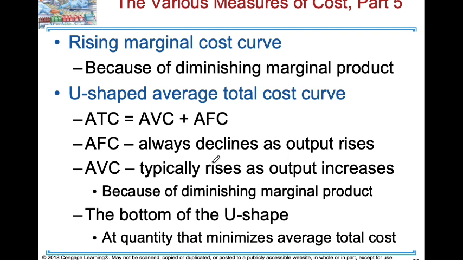So the average total cost curve is basically the average variable cost and the average fixed cost. We've discussed why the average fixed cost always declines as output rises. We've talked about why average variable cost typically rises as output increases. And we've talked about the U shape, and that's the quantity that minimizes. So there is a quantity that minimizes the average total cost. That's called the efficient scale.